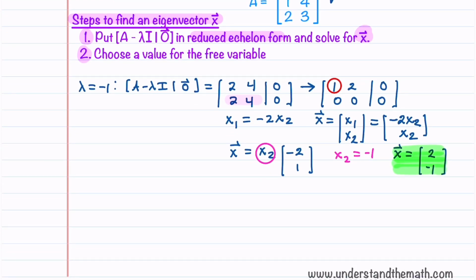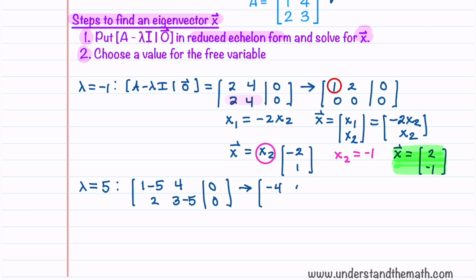Let's now find the eigenvector corresponding to our eigenvalue lambda is equal to 5. You might want to stop the video and see if you can work this problem on your own. Our A minus lambda I is going to be A with 5 subtracted off the main diagonal entries. So we have 1 minus 5, 2, 4, and then 3 minus 5, and we augment that with 0. This gives us the matrix minus 4, 4, and then 2, minus 2, augmented with 0.